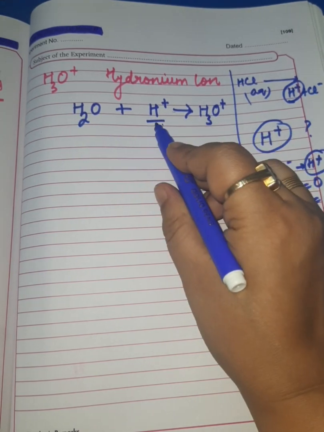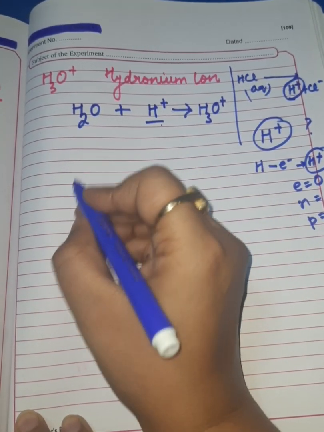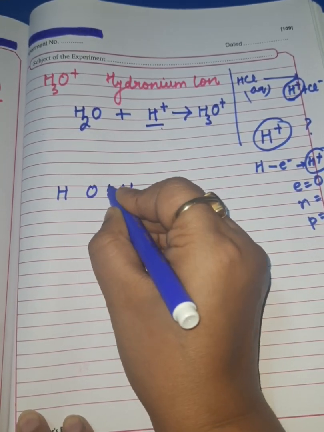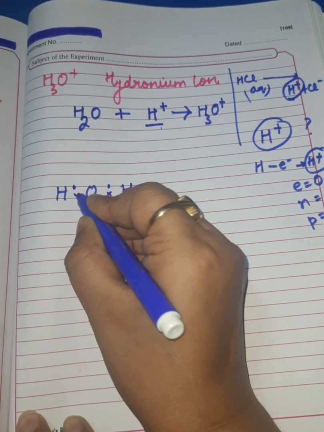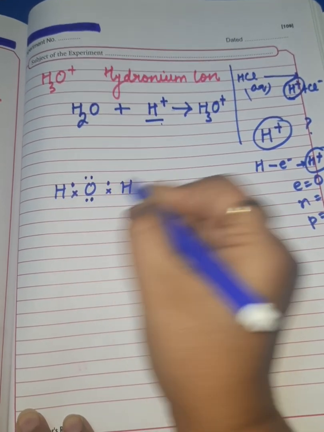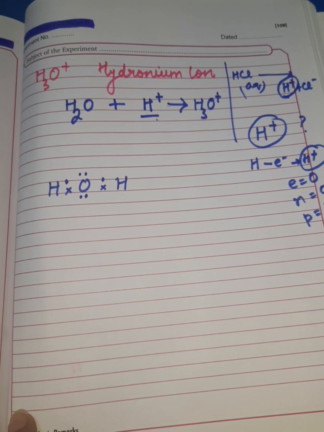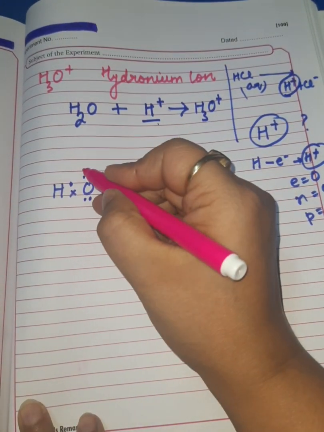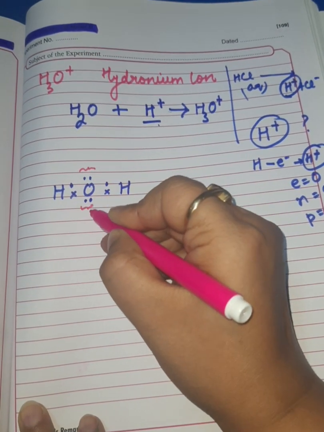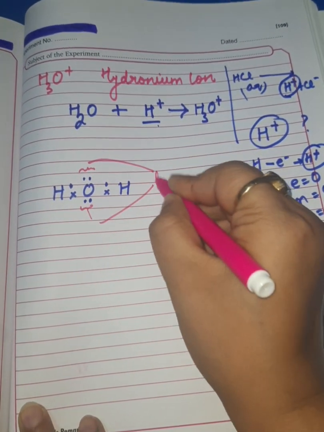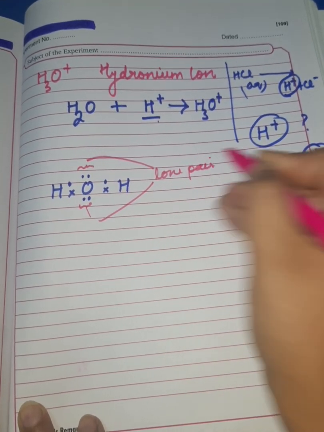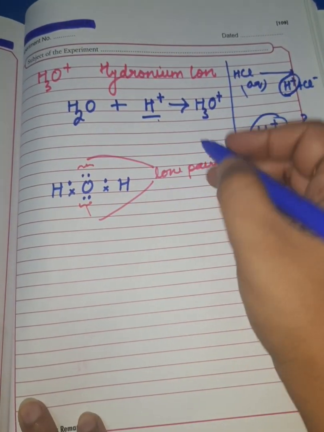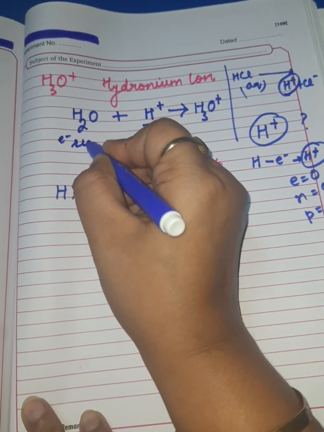Now let us see how H plus gets bonded with water. For that, I will just draw the electron dot structure of water. You know very well that in the structure of water, the oxygen atom carries two lone pairs, which are clearly seen here. One is this and one is this. These are two lone pairs. These lone pairs are non-bonding electrons. So due to the presence of the lone pairs, I can say that water is an electron-rich compound.